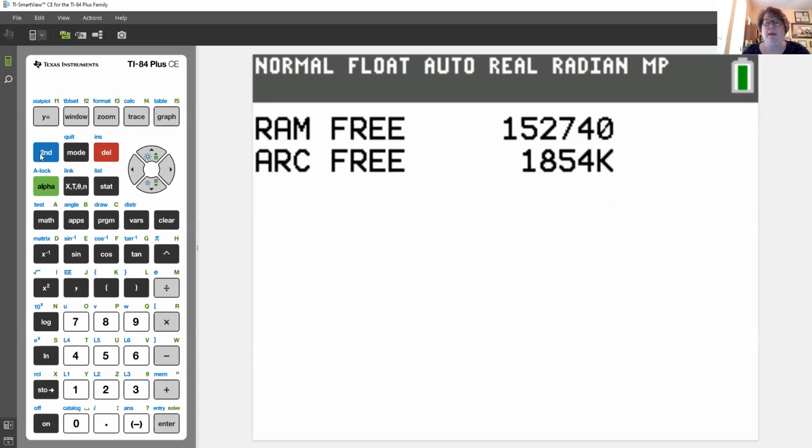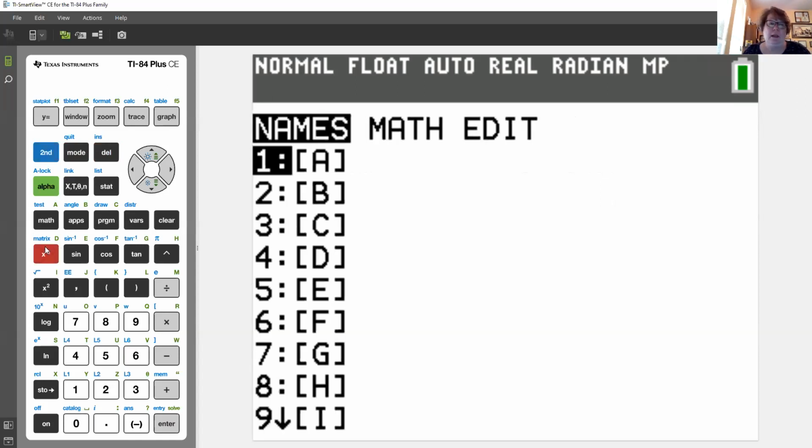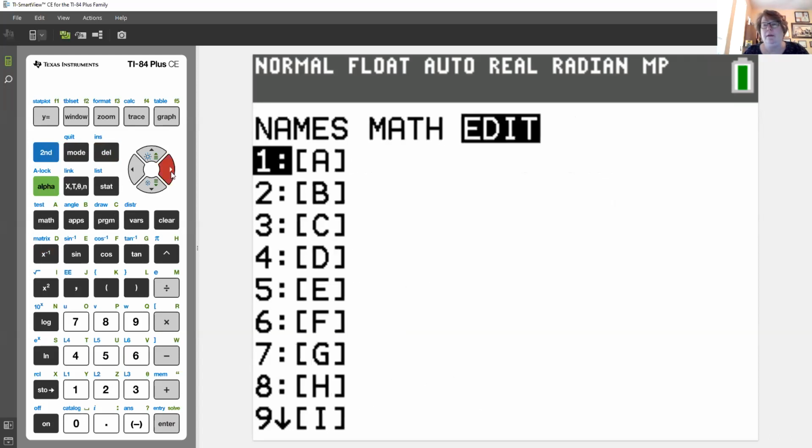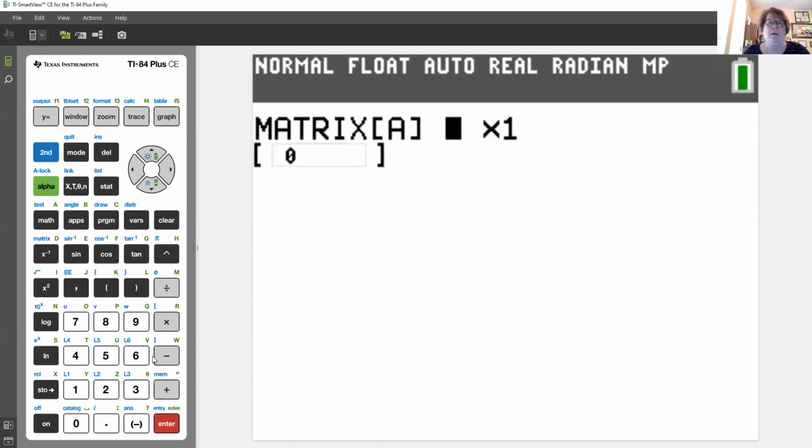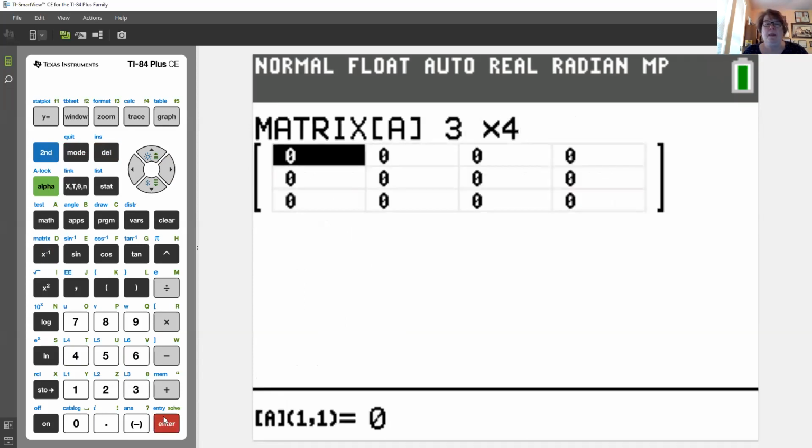All right, so now let's go into our matrix menu, and let's put that augmented matrix in. So I'm going to go second inverse to my matrix menu. I'm going to arrow to the right, and I'm going to edit, and I'm going to put that matrix in matrix A. So I'm going to hit enter. And that is a 3 by 4 matrix. There are 3 rows and 4 columns. So 3, enter, 4, enter. Now I'm going to input the elements in those rows.